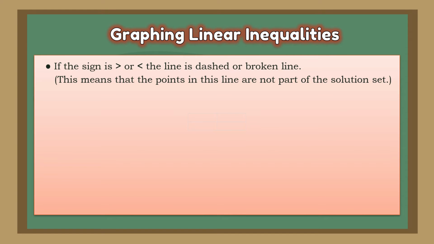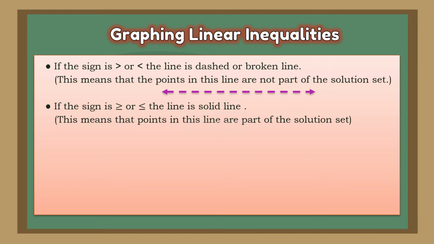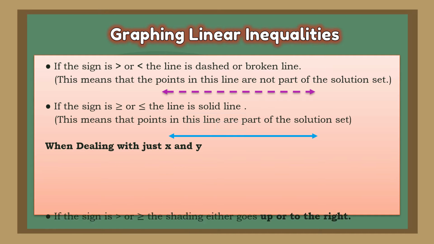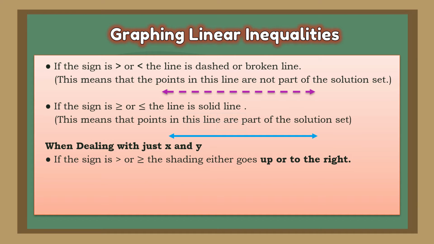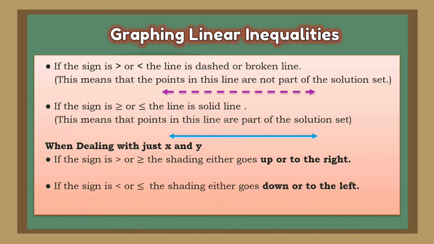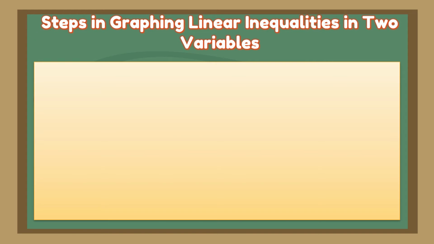If the sign is greater than or less than, the line is dashed or broken. This means that the points on this line are not part of the solution set. If the sign is greater than or equal to or less than or equal to, the line is solid. This means that points on this line are part of the solution set. When dealing with just x and y, if the sign is greater than or equal to, the shading goes either up or to the right. And if the sign is less than or equal to, the shading goes either down or to the left.